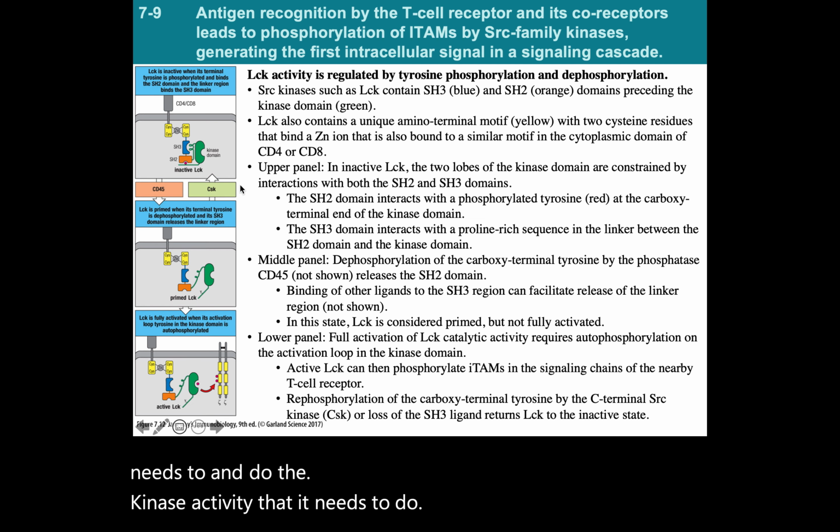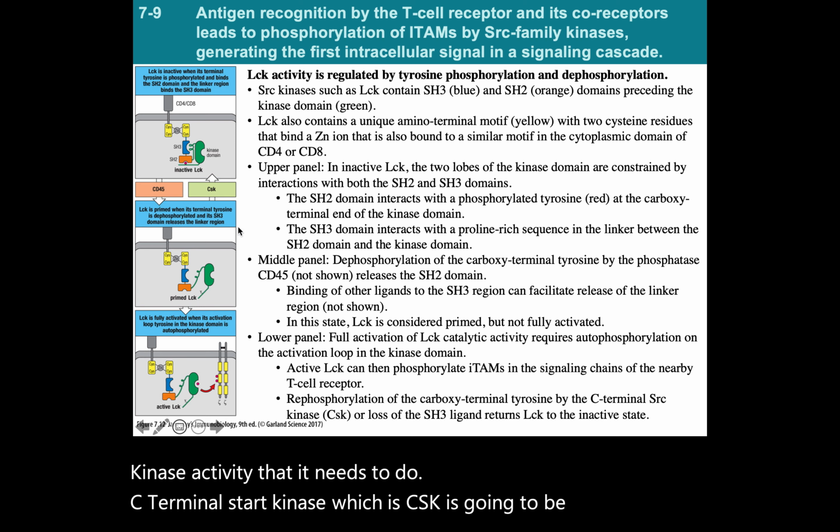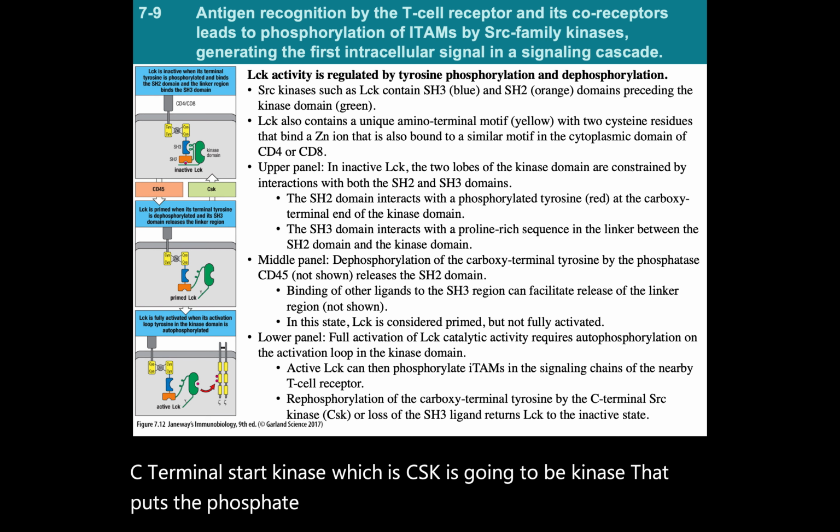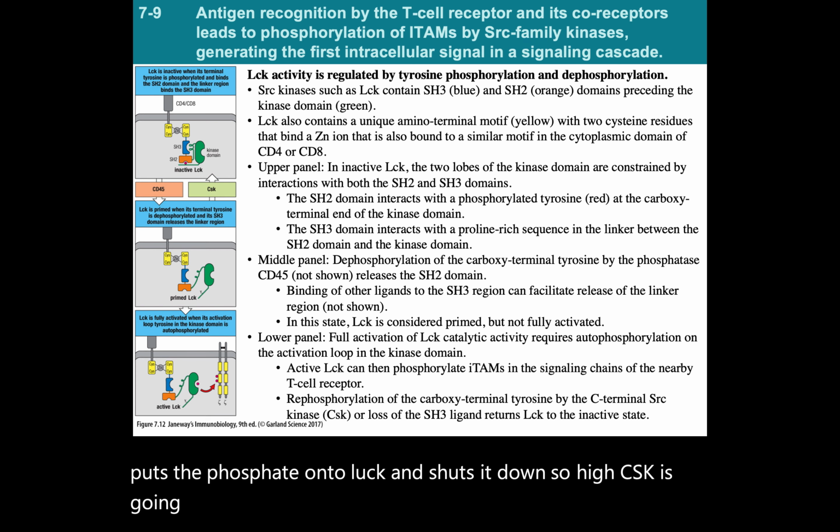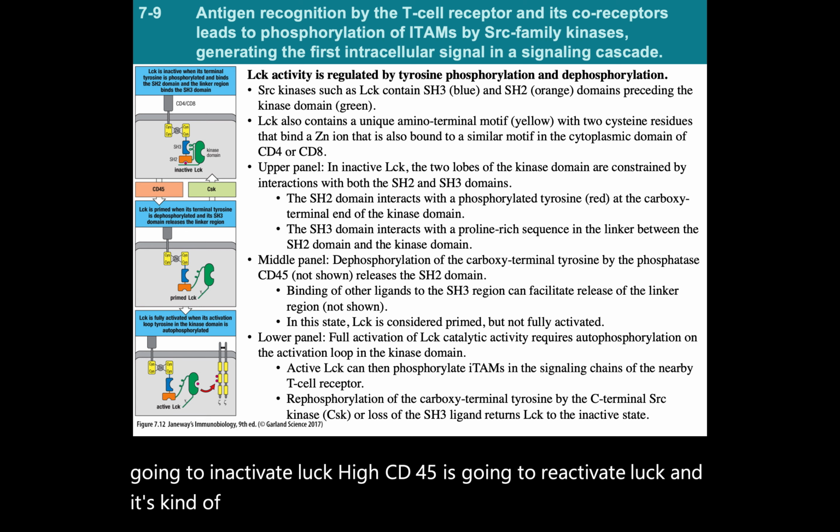C-terminal Src kinase, which is CSK, is going to be the kinase that puts the phosphate onto Lck and shuts it down. So high CSK is going to inactivate Lck, high CD45 is going to reactivate Lck, and it's kind of going to be a battle between these two for whether Lck is available to do phosphorylation or not.